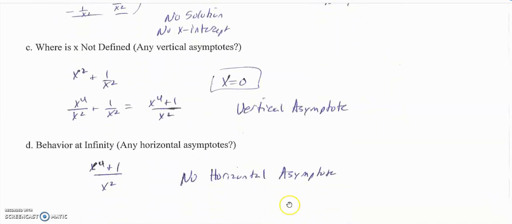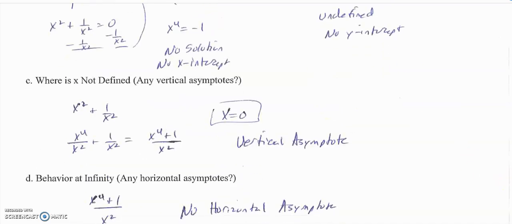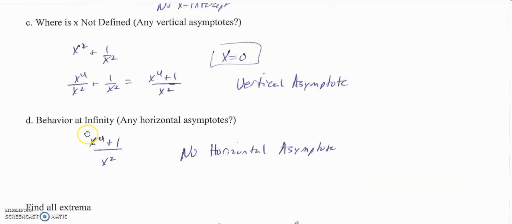And then for horizontal asymptote, we could simplify the original to x to the 4 plus 1 over x squared, basically trying to find a common denominator here. This would be x to the 4 over x squared plus 1 over x squared, so x to the 4 plus 1 over x squared. And remember your rules for horizontal asymptotes. If the degree of the numerator is larger than the degree of the denominator, there's no horizontal asymptote.